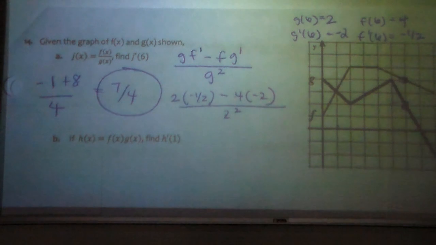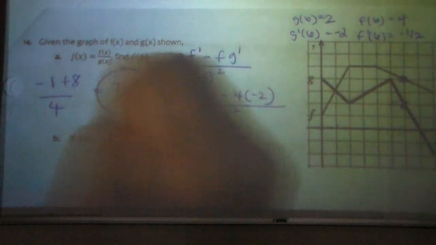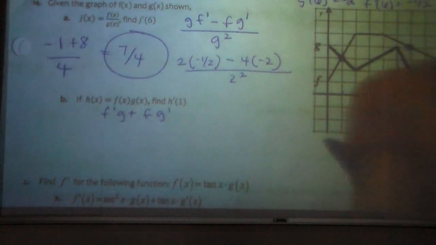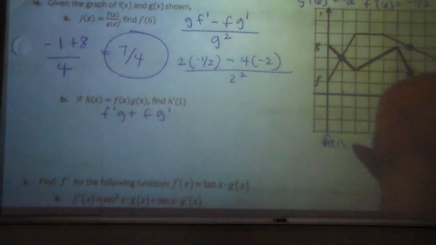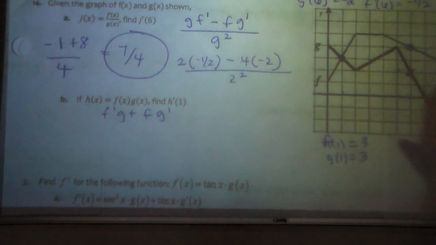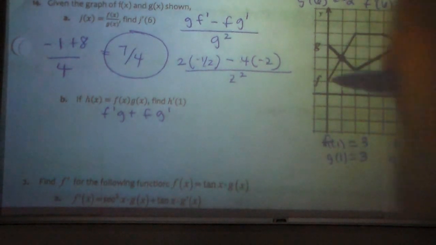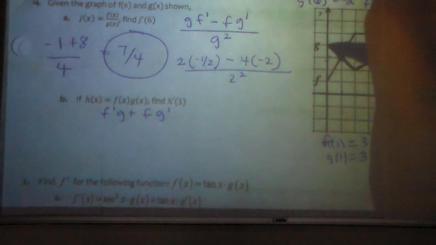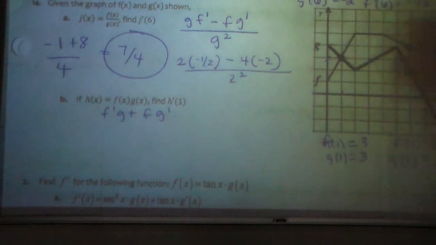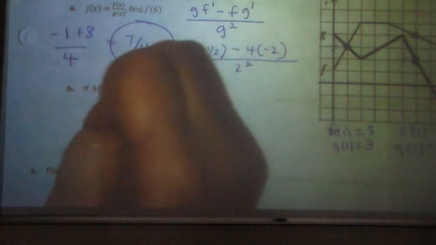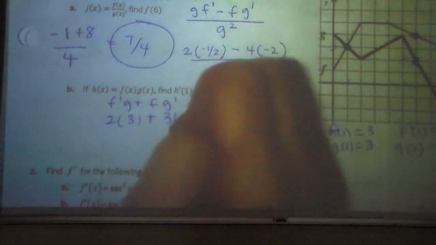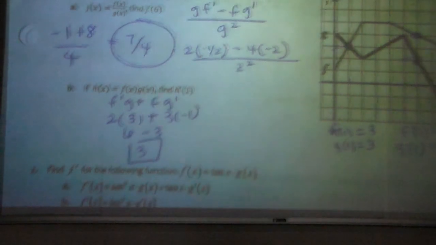Next one, we're going to use product rule. So this would be f prime g plus f g prime. Now I'm looking at x equals 1. So for both of these, h of 1, or f of 1. F of 1 is 3 and g of 1 is 3. F prime of 1 and g prime of 1, we're calculating our slope. F is a positive slope. I'm going up 2 and over 1. Rise of 2 over run of 1 is 2. Slope here is going down 1 over 1, so that's the slope of negative 1. And now we plug in 2 times 3 plus 3 times negative 1. That's 6 minus 3 is 3.